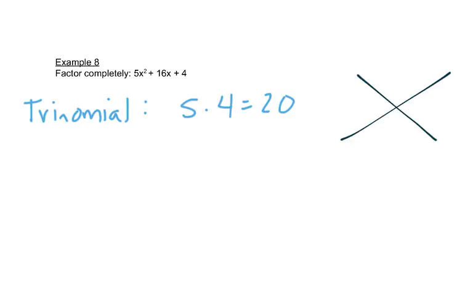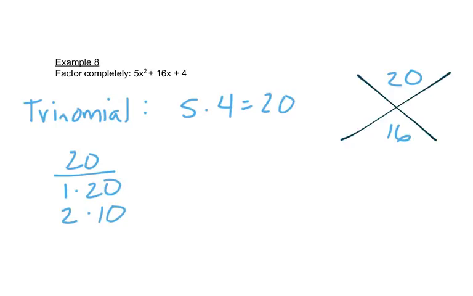Here, there is no greatest common factor between 5, 16, and 4. It's in standard form. It's a trinomial. So I start with 5 times 4, and I get 20. So I'm looking for two things that multiply to get 20 and add to get 16. It's all positive, so I have all positive numbers. 1 times 20, 2 times 10, 3 doesn't work, 4 times 5. So that's all we have for 20.